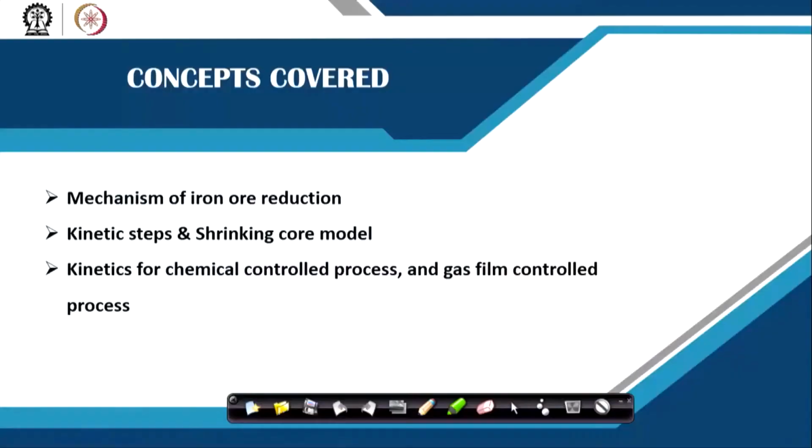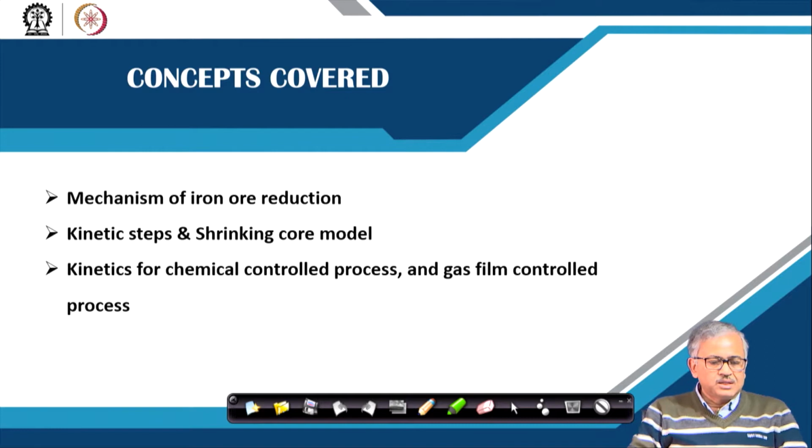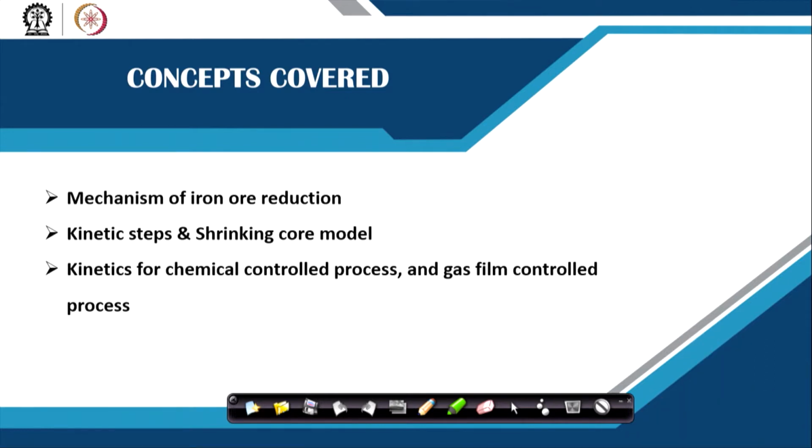Okay. So, this is the first lecture, and what are the concepts covered? We will talk about the mechanism of iron oxide reduction and then the kinetics of the shrinking core model, and the kinetics of the chemical control process and the gas film control process, as well as the ash layer diffusion control process. All types of control we will basically discuss.